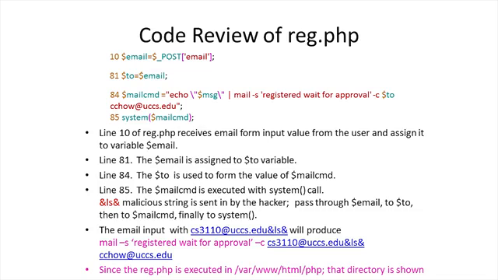Line 81, the $email variable is assigned to $to variable to prepare for the system call. Line 84, the $to is used to form the mail command. Line 85, the mail command is executed by the system call, right? And &sign ls, the malicious string, is sent in by the hacker through email, passing to $to and then to the mail command. Finally, it ends up inside as a parameter for the system function call.